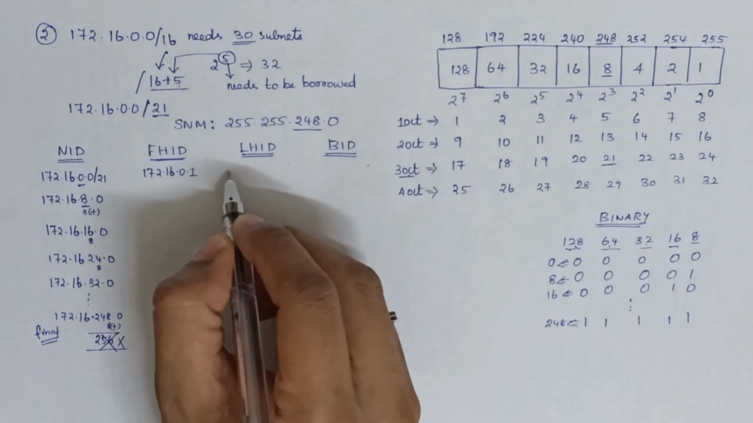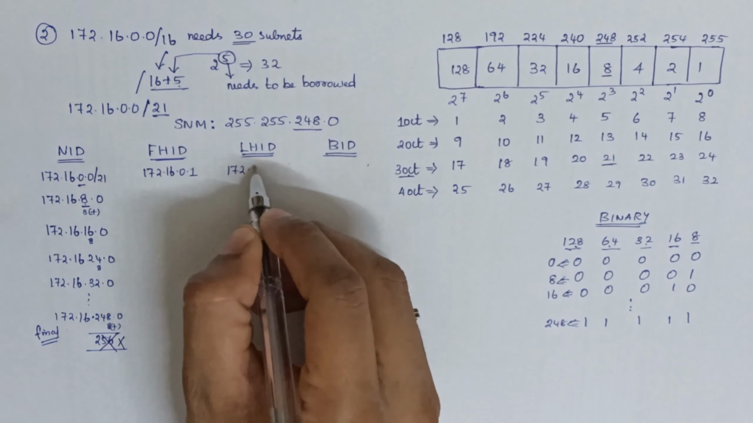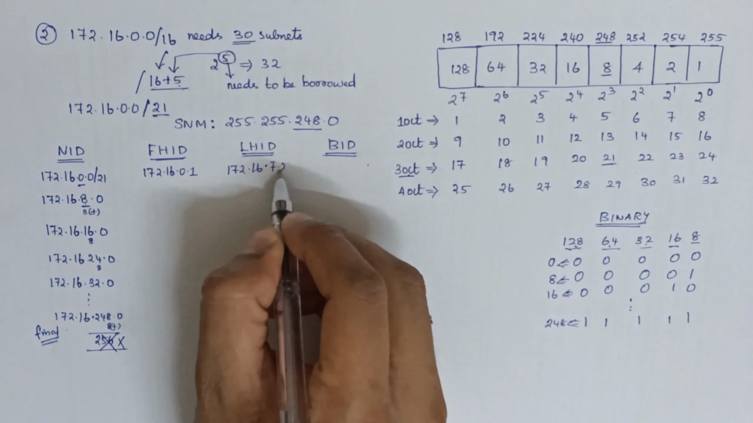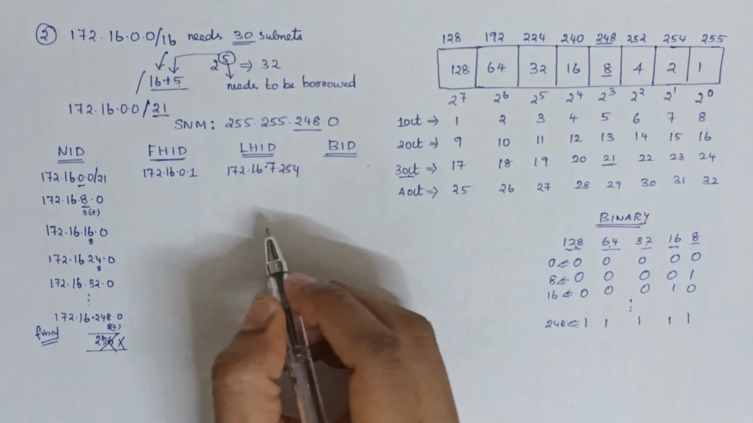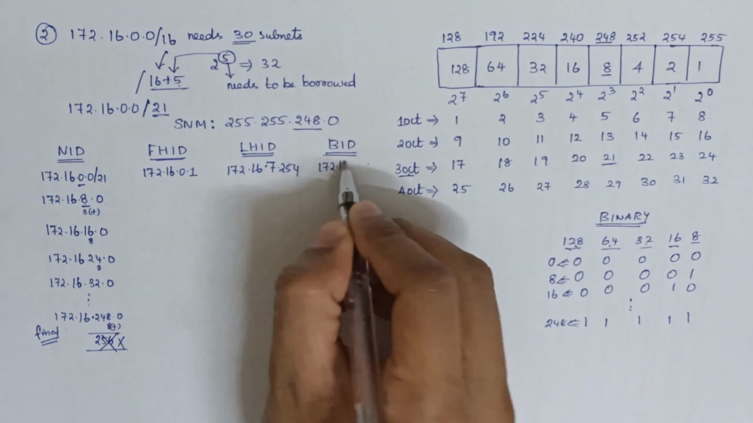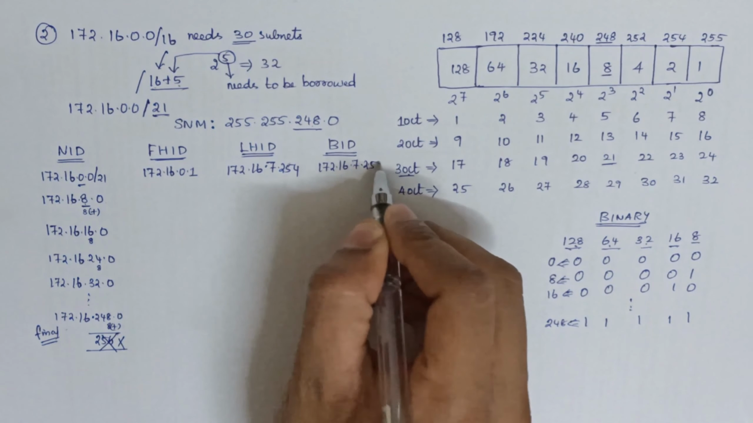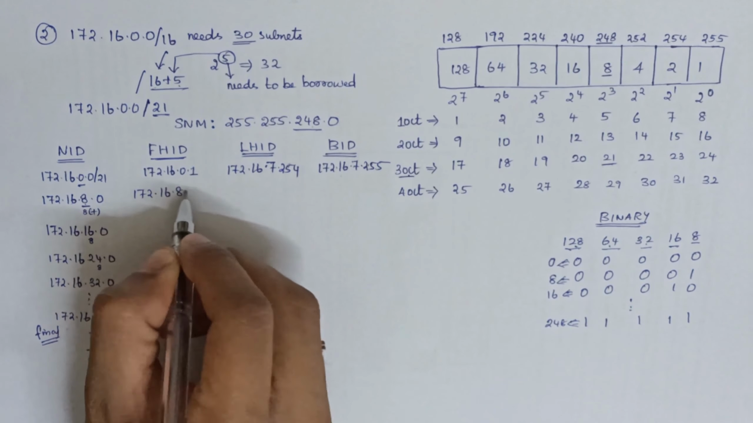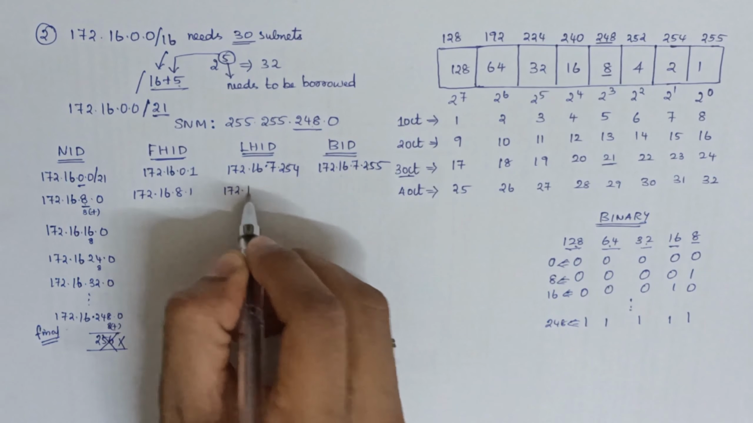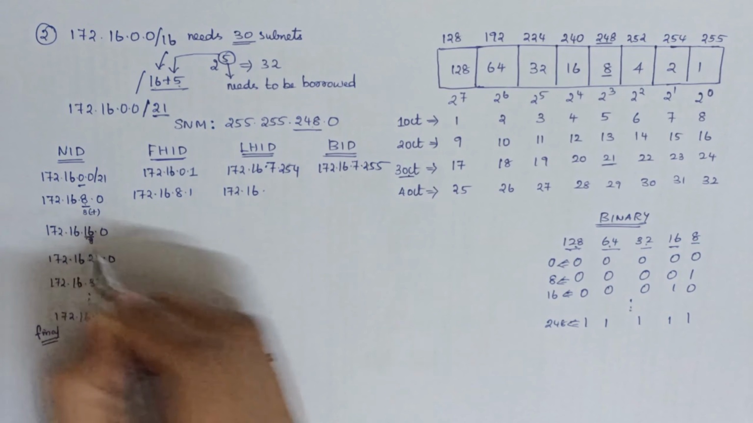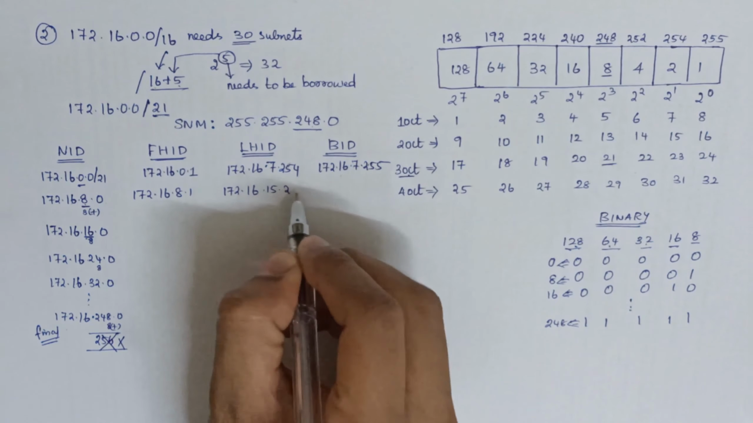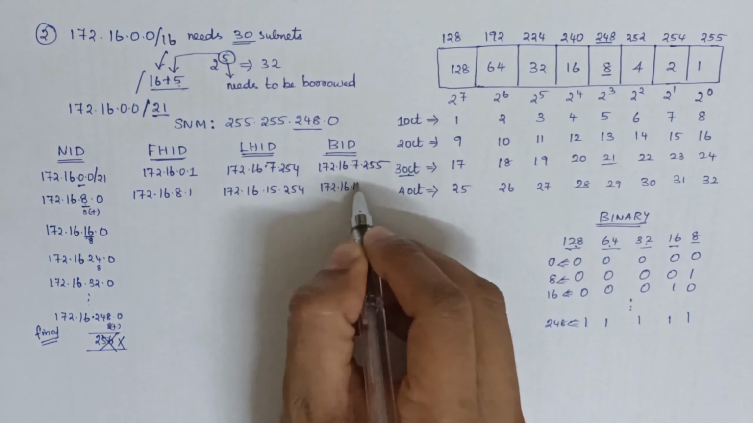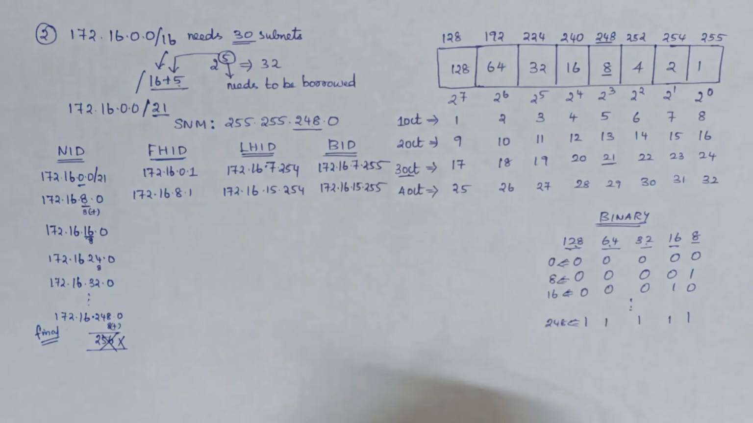So the last host ID for the first network is 172.16.7.254. The broadcast is 172.16.7.255. Next, the network starts with 8, so it ends with 7 dot. Here 172.16.8.1. Next it starts with 16 here, so it is 15.254, and 15.255 is the broadcast IP, and so on.